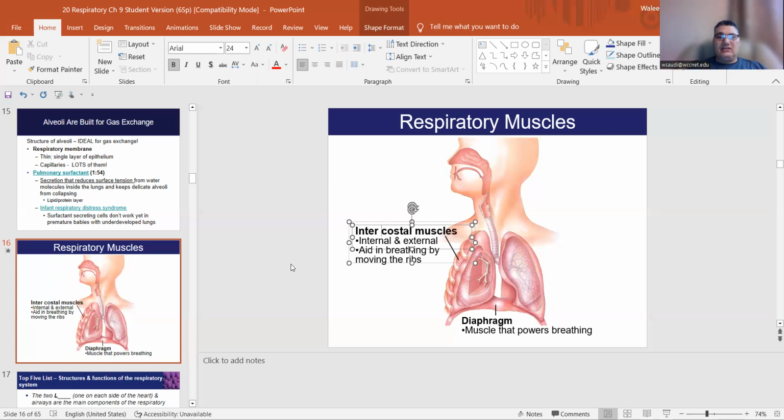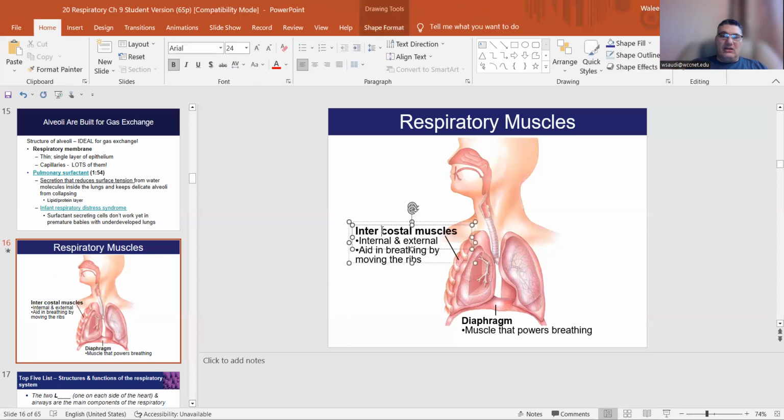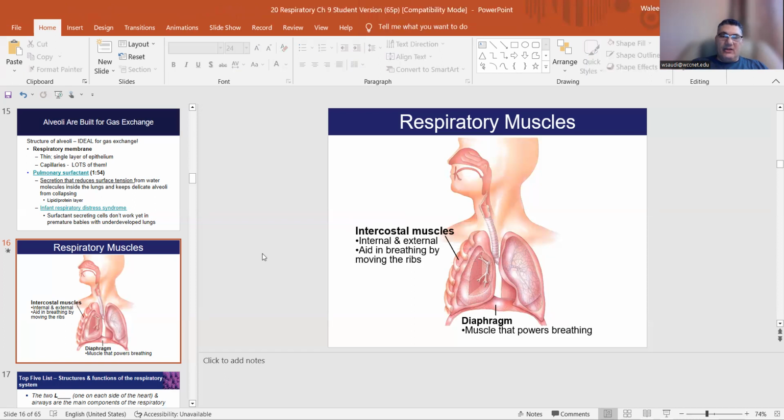So inter means in between. Costal means ribs. So intercostal muscles are the muscles in between the ribs. There are some of them outside, external, and others are inside. When they contract, the ribs are going to move so that you can breathe. So it's in between the ribs to move the ribs so you can breathe.